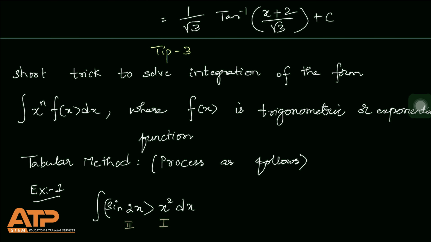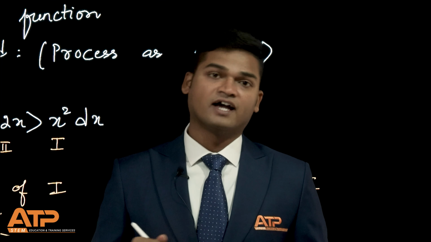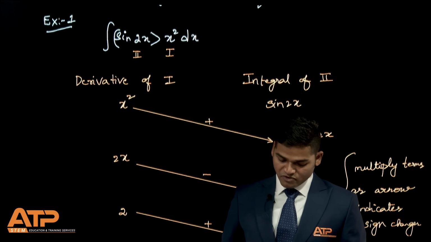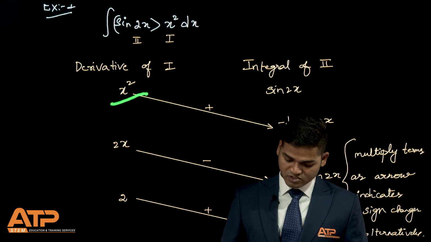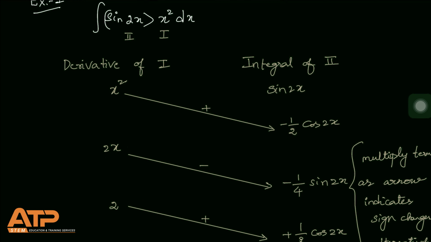So we'll consider x square as the first function and sine 2x as the second. We're going to do the differentiation of x square and the integration of sine 2x. So what is the differentiation of x square? It is 2x, and differentiating again gives 2. And what is the integration of sine 2x? Minus 1 by 2 into cos 2x.